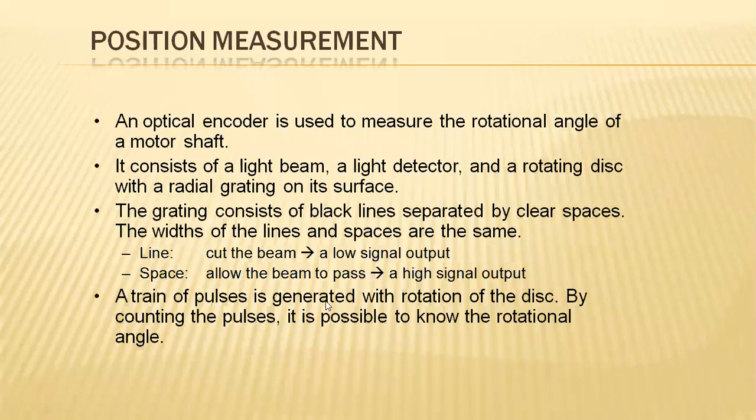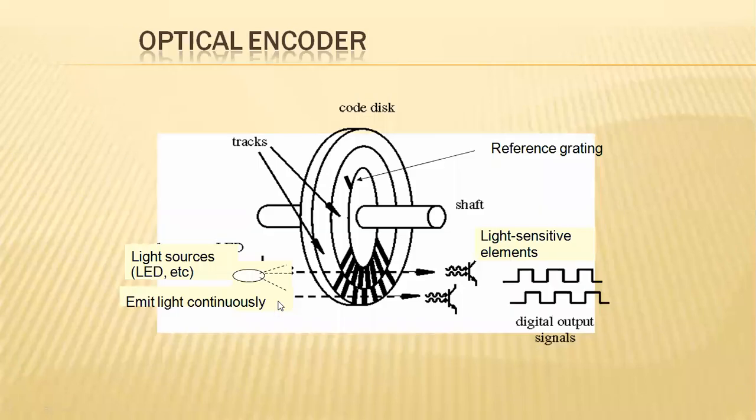When the beam is cut, a low signal output will be generated. When the light rays are continuously passing, this dark section will not allow the light to pass through, and this white segment will allow the light to pass. To count how many rotations have taken place: after the entire rotation of the shaft, the light will pass through that particular hole again, and it will be counted as one rotation.